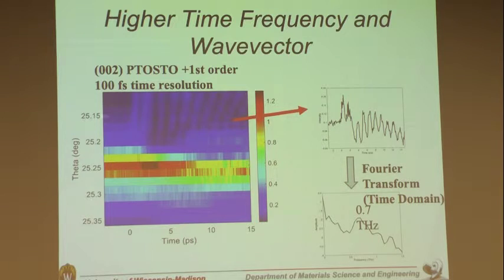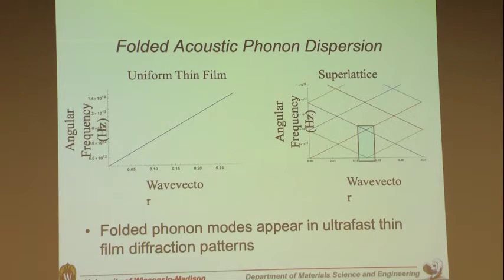So Fourier transform this. This actually is a pretty fast oscillation. This is 700 gigahertz out here. That's pretty fast. If you Fourier transform this, if we look at this place here, this is where we are. Before we saw this angular frequency versus wave vector looked like that. Now we see the angular frequency versus wave vector here. We see the green, which is the acoustic dispersion, plus we see a high frequency that's up here. That's the folded phonon mode that comes from the new zone center of this mini Brillouin zone that arises because of the superlattice.